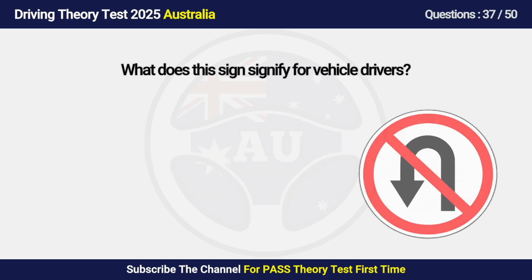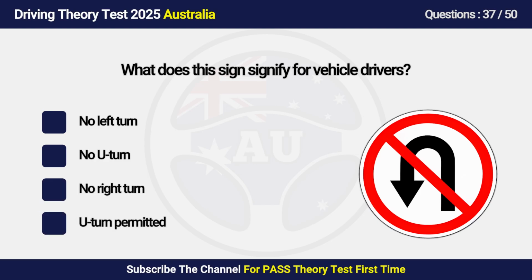Question 37. What does this sign signify for vehicle drivers? A. No left turn. B. No U-turn. C. No right turn. D. U-turn permitted.